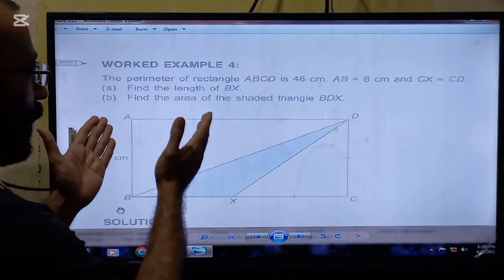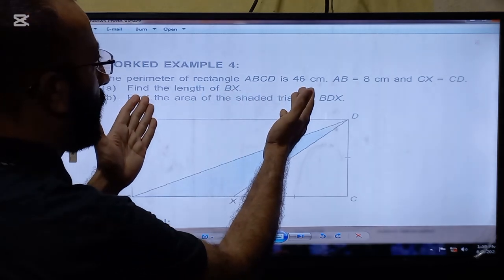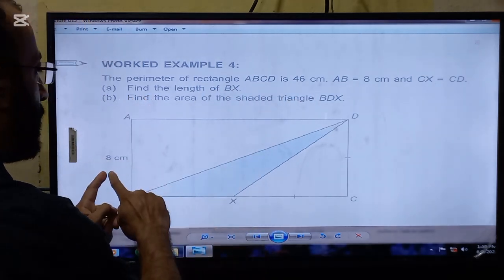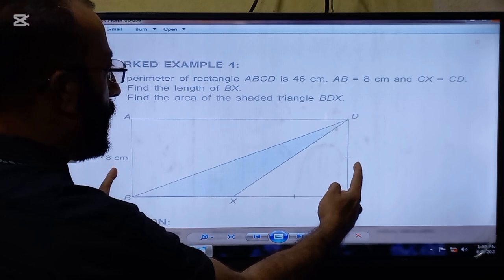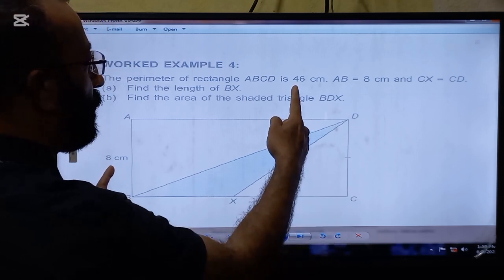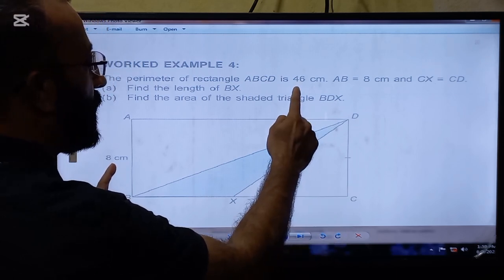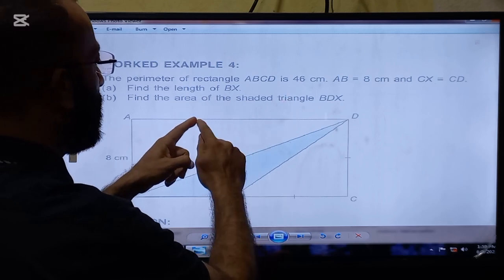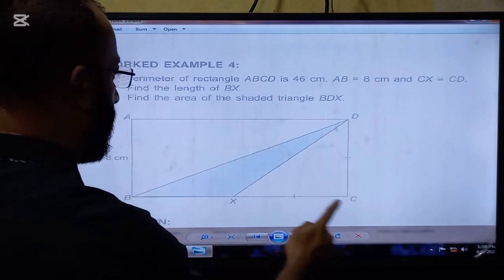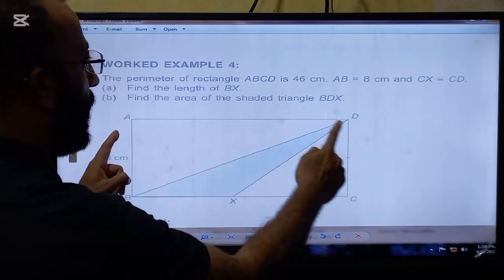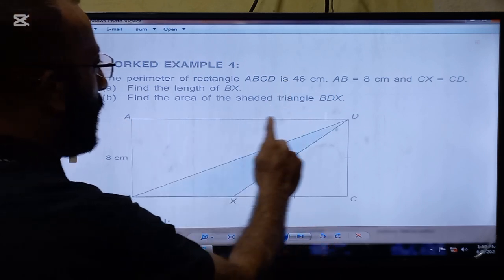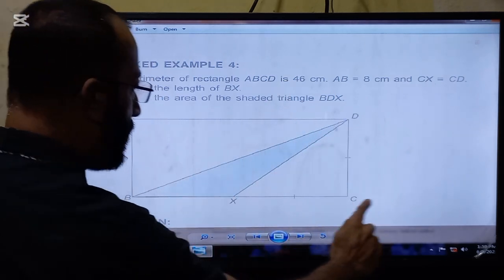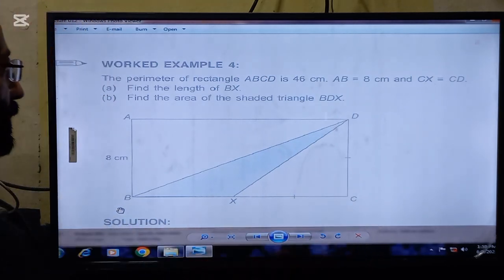Okay. From the perimeter of the rectangle, that is 46, if this is 8 and this is 8, in total these two sides make 16. 16 will be subtracted from 46. The remainder will be 30. So it means 30 will be divided into two equal halves because BC and AD sides will be equal. So 30 divided by 2, this side will be 15 and this BC side will be a total of 15.